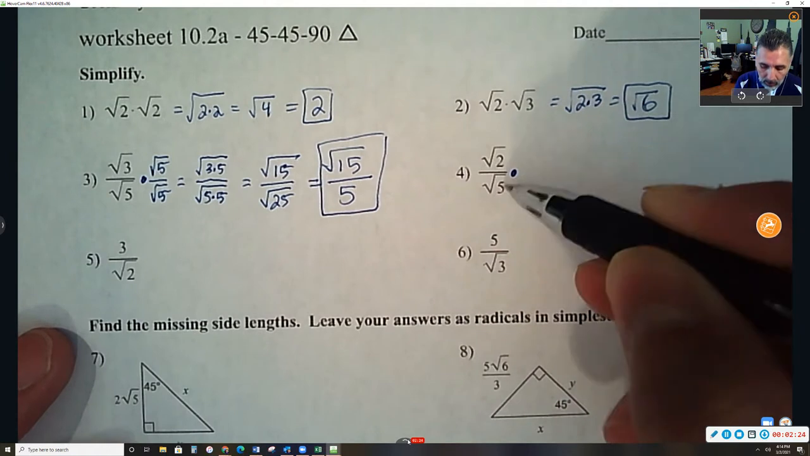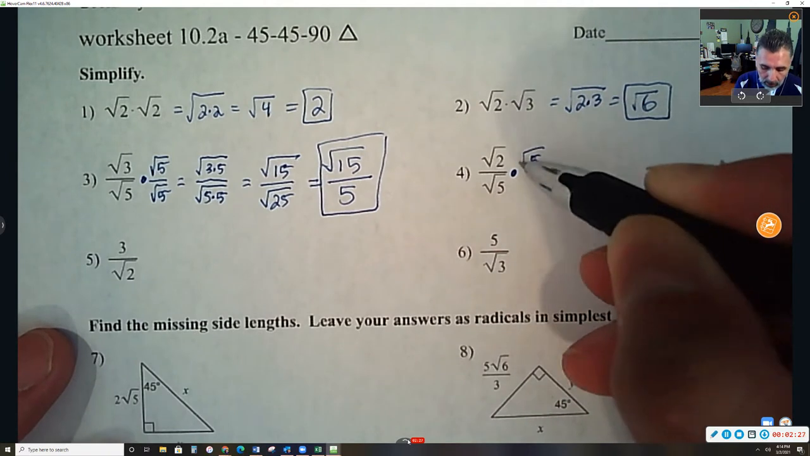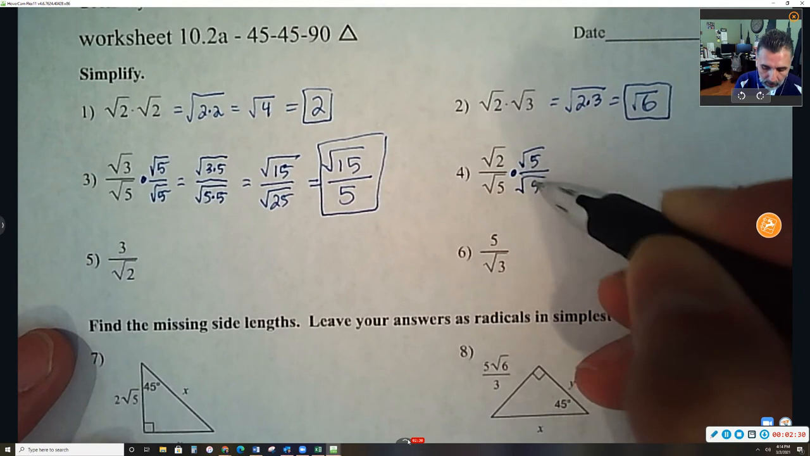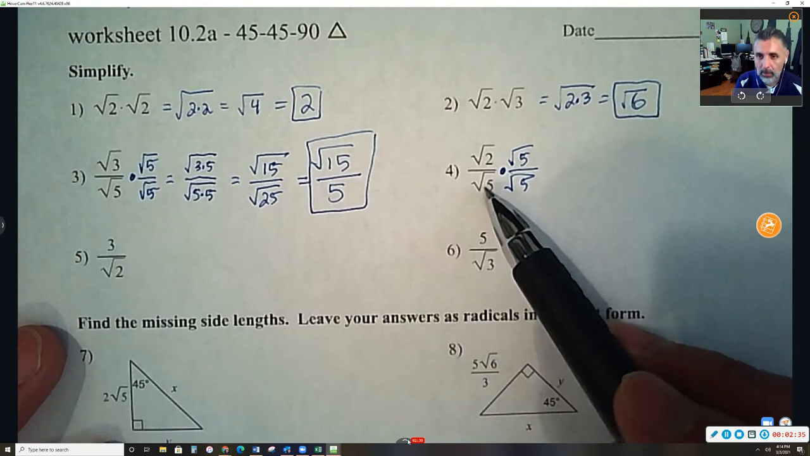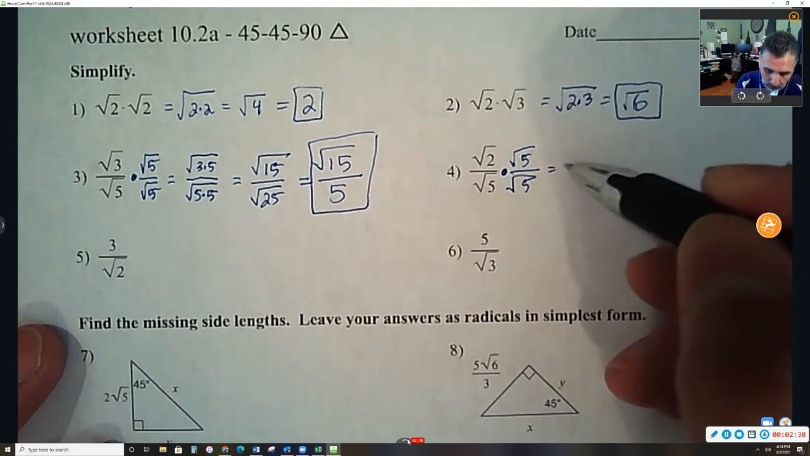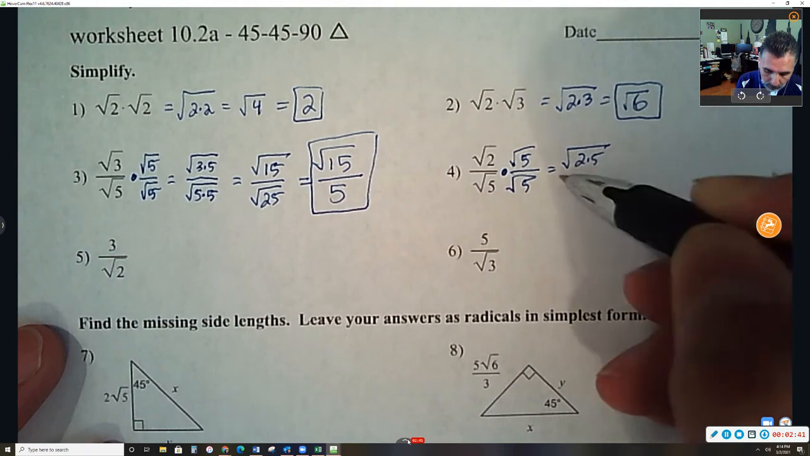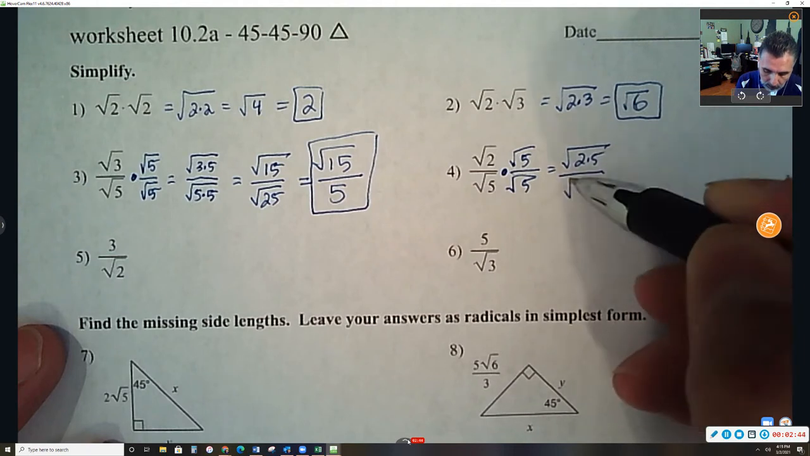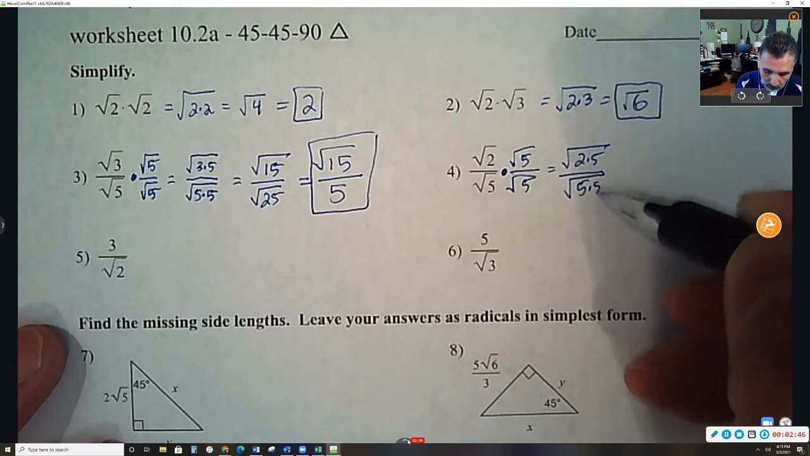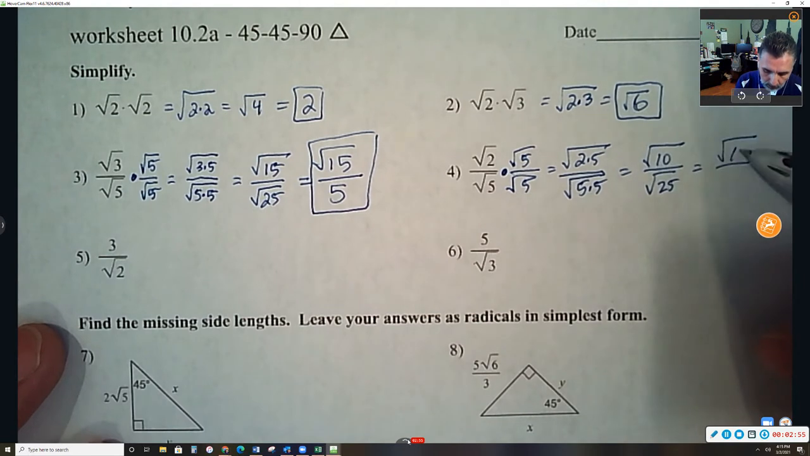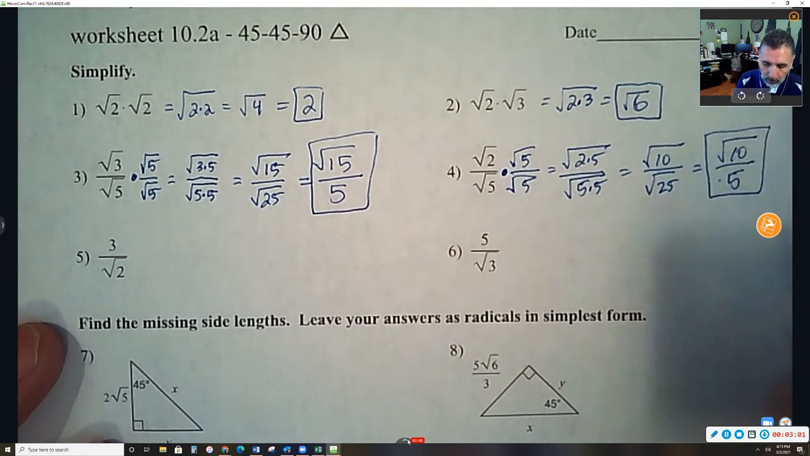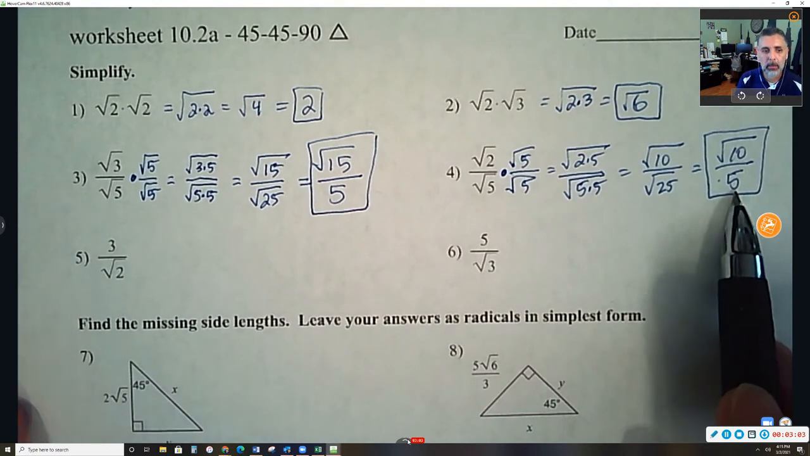So here again, the square root's in the denominator. We cannot leave a square root in the denominator. So we multiply the top and the bottom by the square root that's in the denominator, which is square root of 5. Multiply those. Combine them both underneath one square root, the 2 and the 5. Combine the 2 5s underneath one square root. And then on the top we have square root of 10. On the bottom we have square root of 25. The top does not simplify, and then the bottom simplifies into 5. Again, the important thing is we get rid of the square root from the denominator.